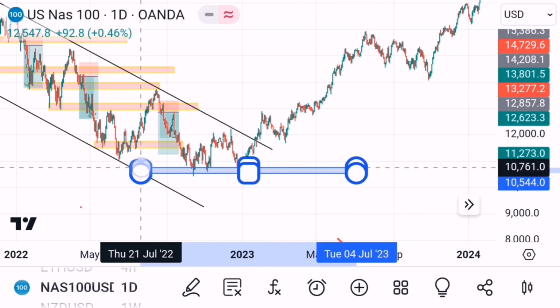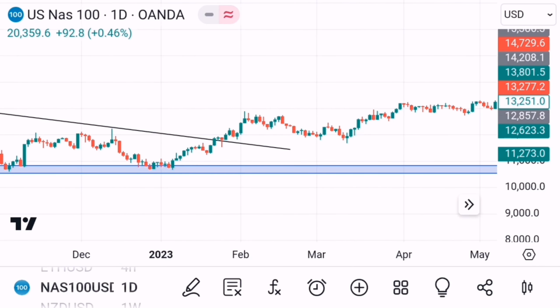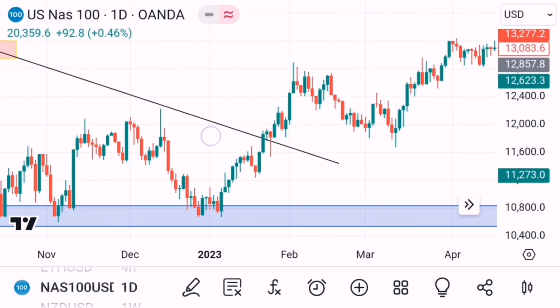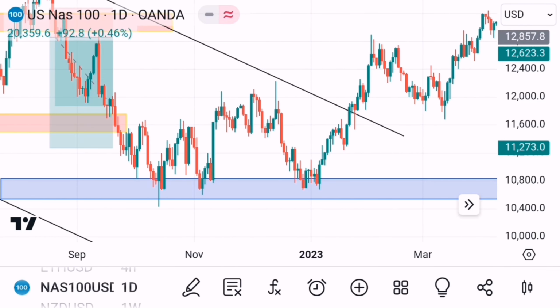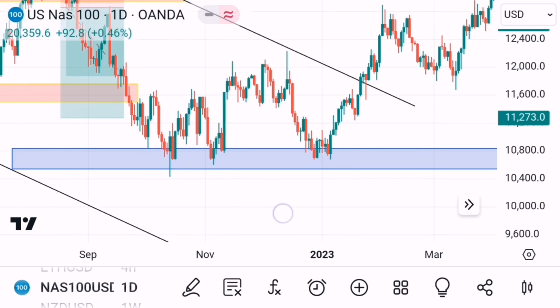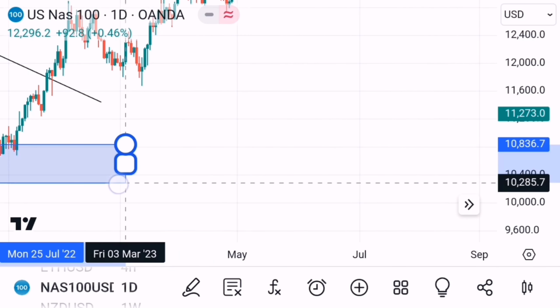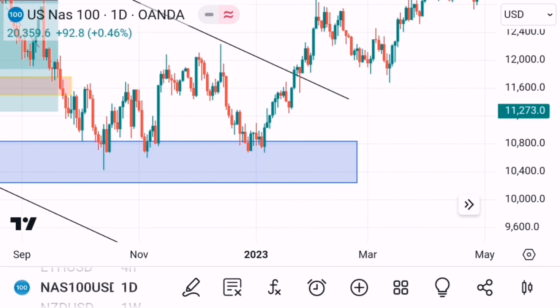Just look at this, guys. This was a very beautiful triple bottom. And bear in mind, guys, the market will be choppy and a bit disturbing. It won't be clear that it's a triple bottom. But look at this, guys. For me, it's a triple bottom like this.